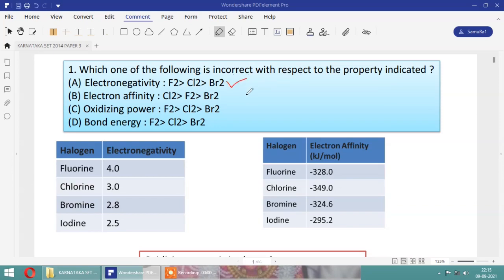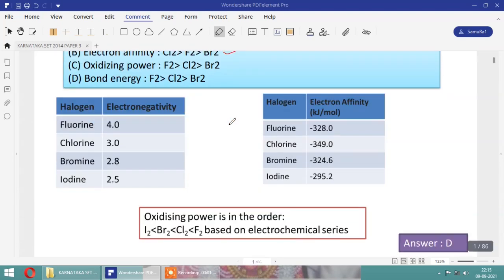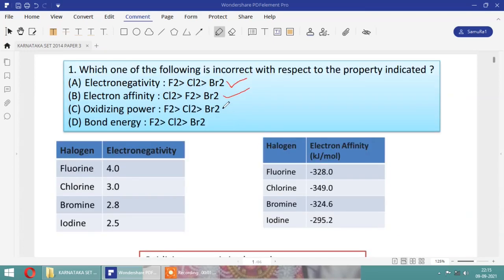This option is correct. And the second one, electron affinity. Electron affinity, you see chlorine is greater, minus 349, than fluorine, than bromine. So this option is also correct. And oxidizing power, you see oxidizing power, fluorine greater than chlorine, greater than bromine, than iodine. This is from the electrochemical series. So this option is also correct.